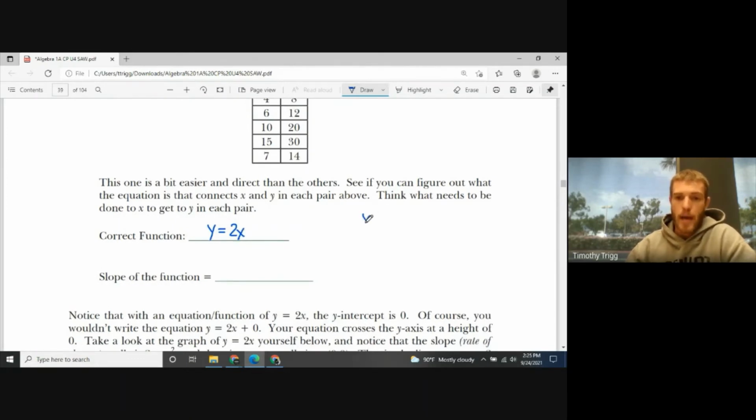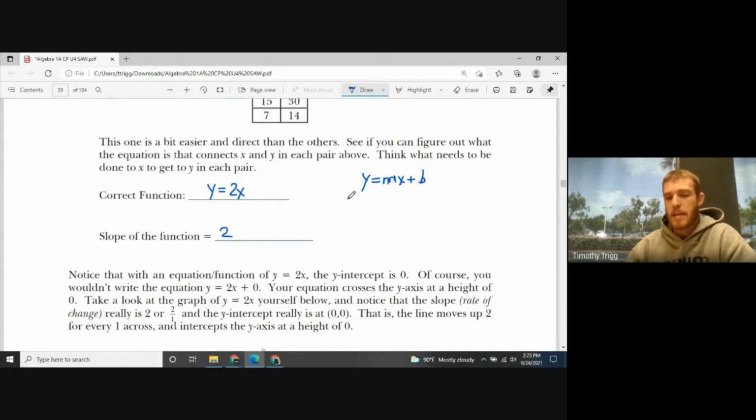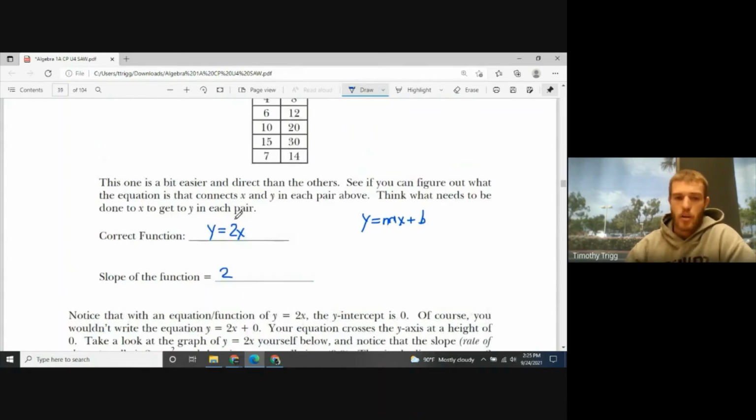So if you think of y equals mx plus b, what's the m in this case? Well, the m is whatever's next to the x. So in this case, the slope, the m, is 2. What would be the y-intercept for this one? Well, notice it doesn't have a plus anything, right? So if it doesn't have a plus anything, then the y-intercept is 0, okay?